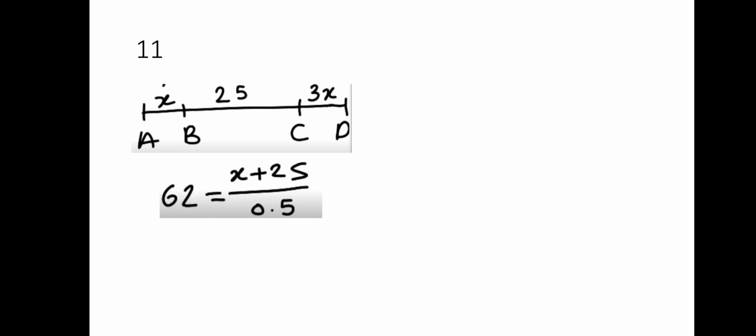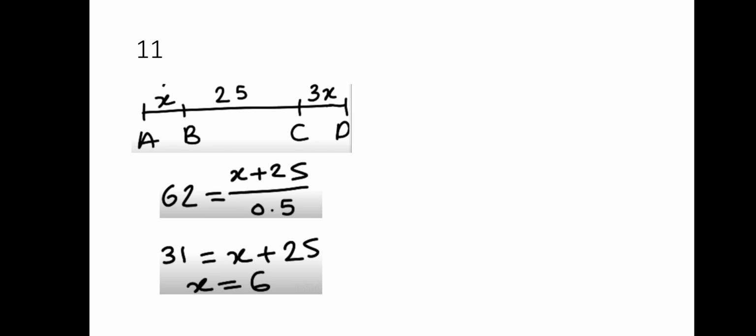If we substitute the values we know into the formula, speed equals distance over time, then we get 62 equals x plus 25, because that's the distance from A to C, divided by 0.5, because 0.5 hours is 30 minutes. We need to convert that into hours, because our speed is in miles per hour. So we get that equation, and we need to solve for x. Solving for x, you'd get x equals 6. So x is 6 miles.